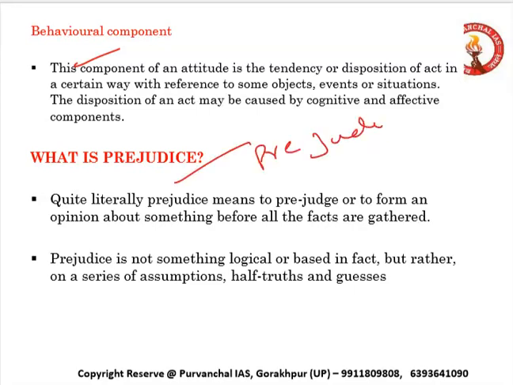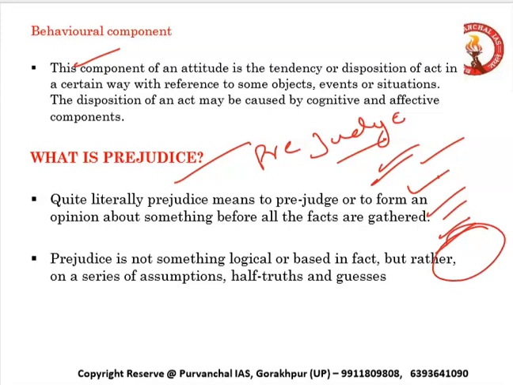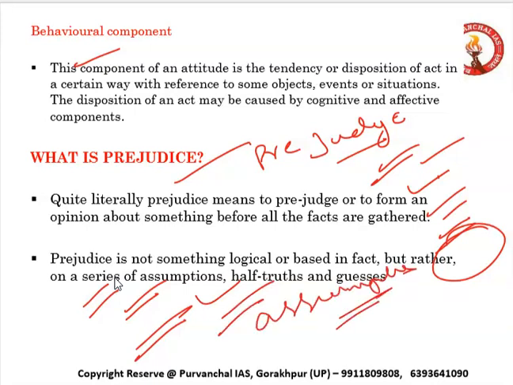That is, to form an opinion about something before all the facts are gathered. One of the earliest psychological explanations described prejudice as an antipathy based on faulty and inflexible generalization towards a group as a whole or towards an individual because they are a member of that group. The first thing this explanation tells us is that prejudice is not something logical or based in fact, but rather on a series of assumptions, half truths, and guesses.